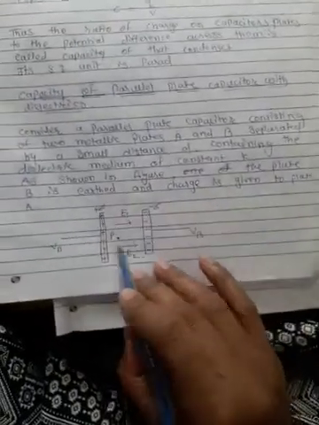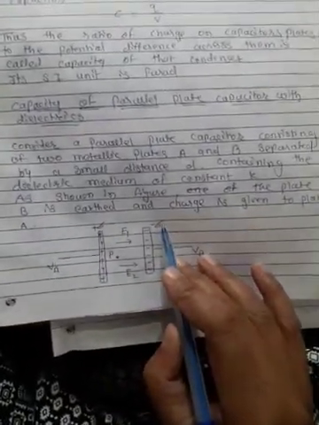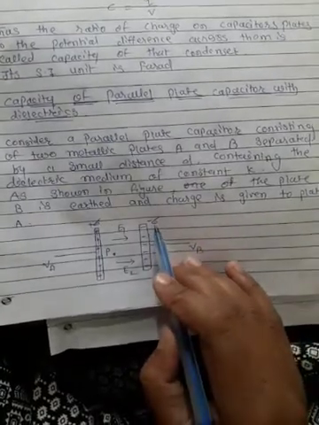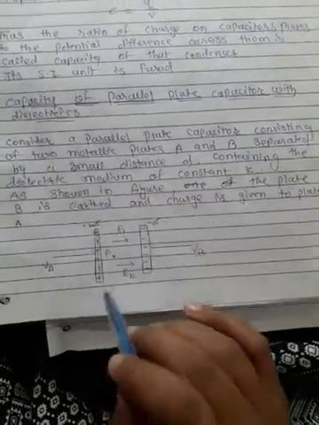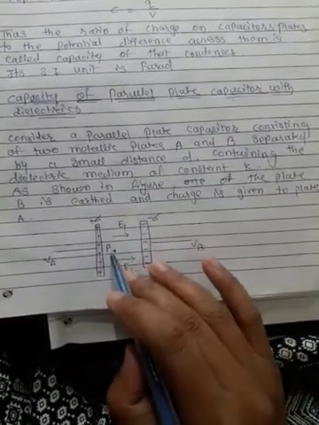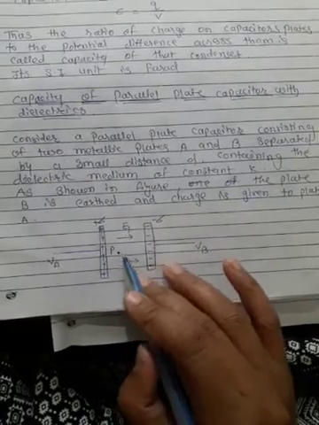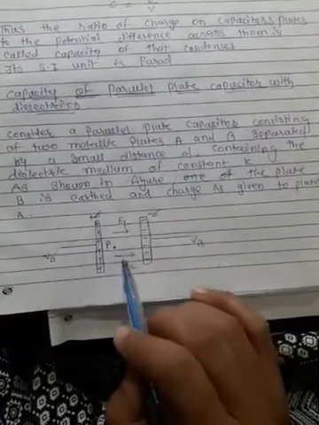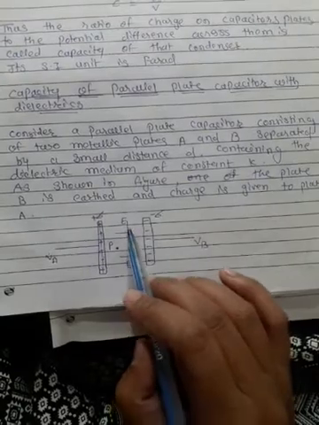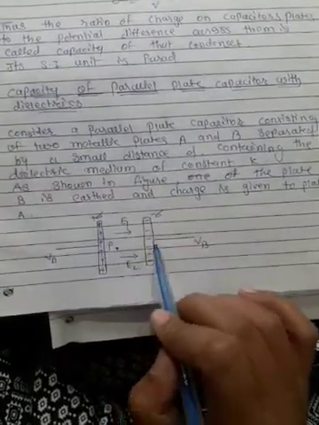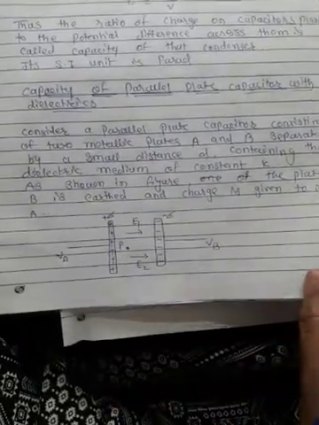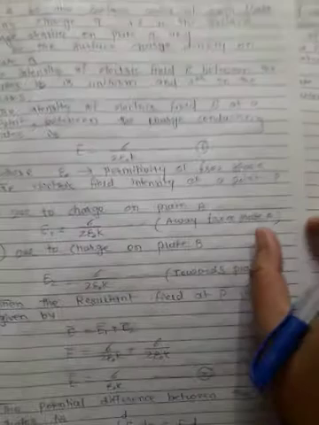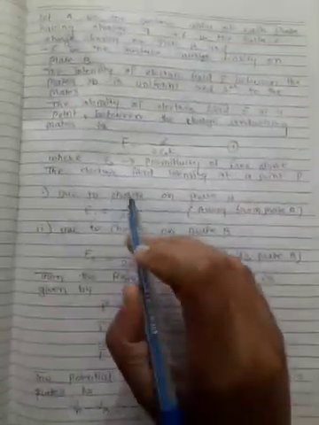Now consider the electric field intensity at point P. The point P is between these two plates, where the charge density of plate B is minus sigma and the charge density of plate A is plus sigma. Due to this charge density, an electric field is formed at point P. There are two electric field intensities, E1 and E2, due to plate A and plate B. Therefore, the total electric field intensity at point P is due to the two plates.